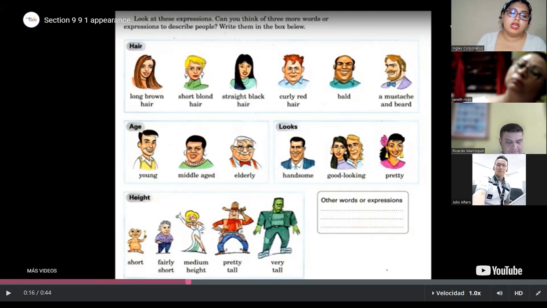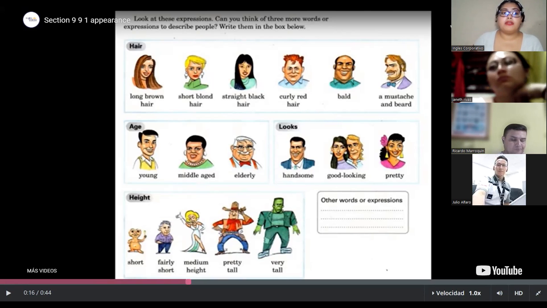And also, we saw something about superlative and comparative adjectives. So we have a lot of information related to the adjectives, but in this case, they are making something very specific. That is the use of the adjectives to talk about the physical appearance. And we have different elements here or different categories. And in this one, we have the hair, the age, the looks, and the height.